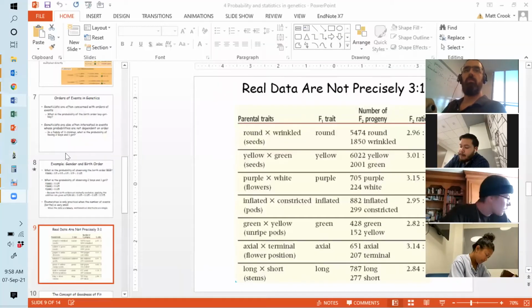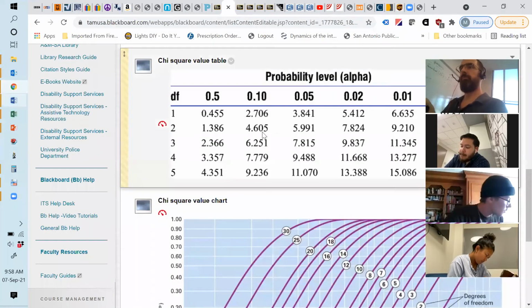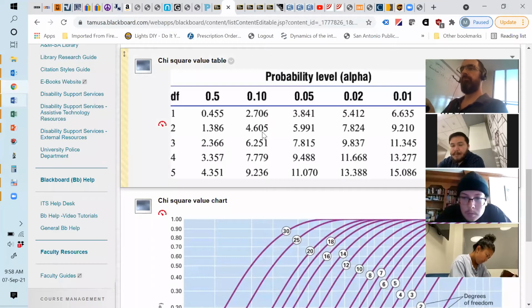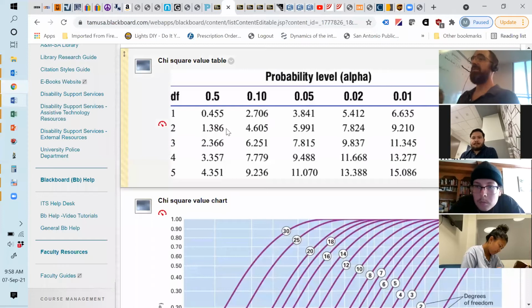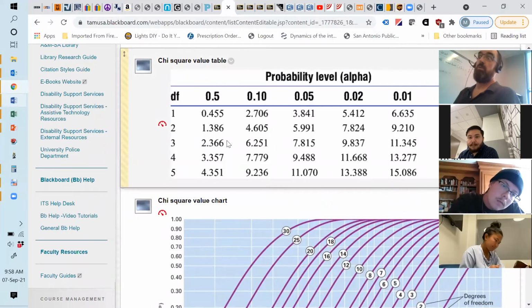So let me show you that table. Here we go. Okay, so I like using the table. The table is a little bit less accurate than the chart. You can use whichever you wish. You just have to use one.